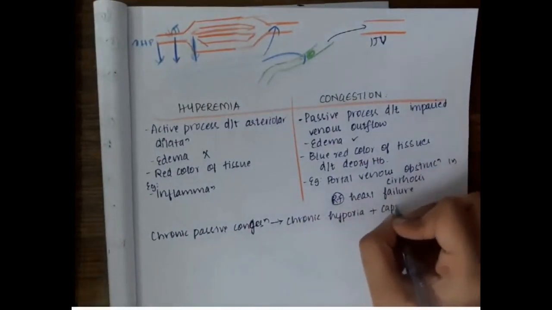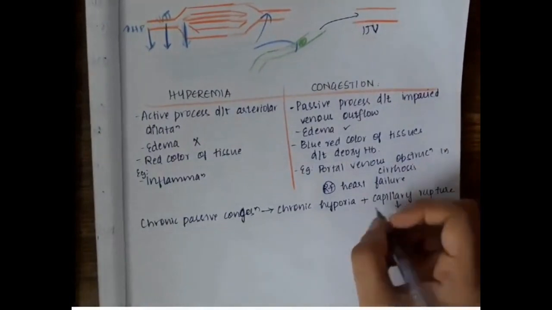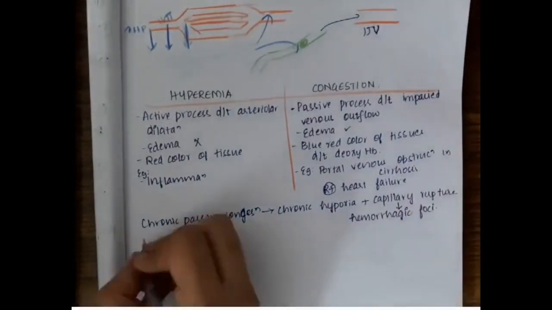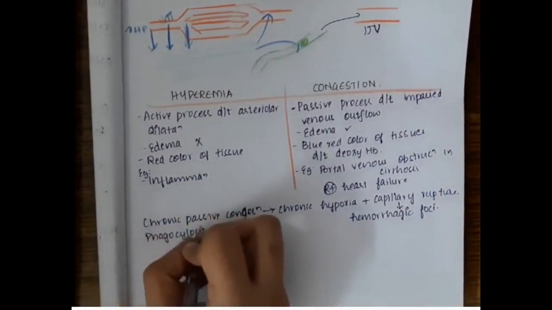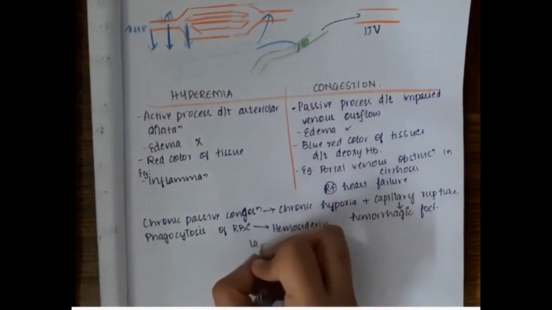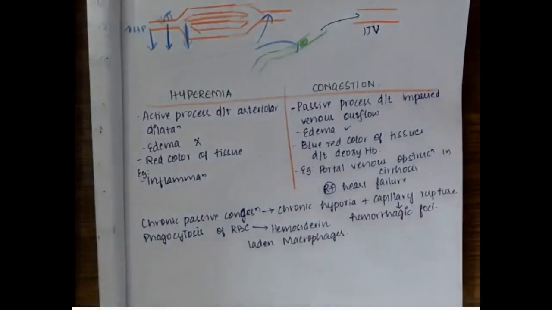We have chronic passive congestion, which is seen in chronic hypoxia and capillary rupture. Both these will result in hemorrhagic foci. Then we have phagocytosis of RBCs, which can occur in hemosiderin laden macrophages.